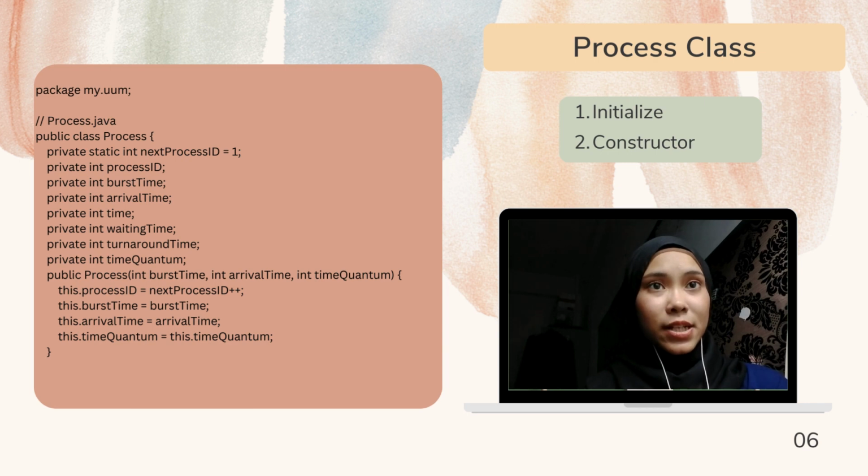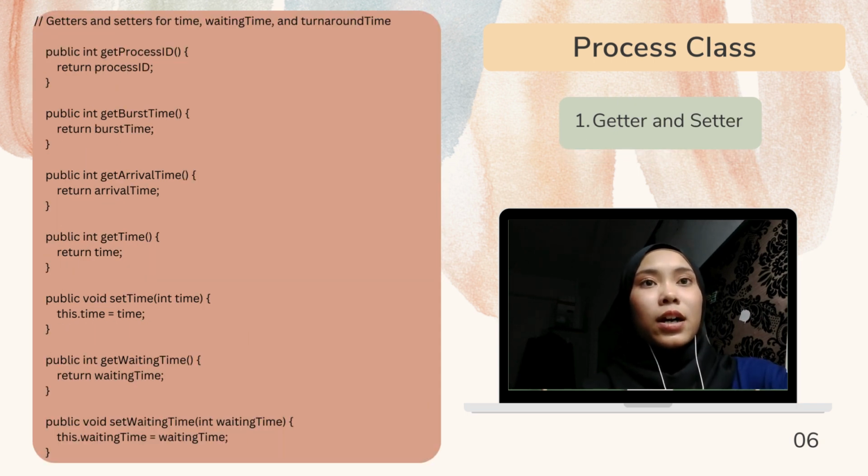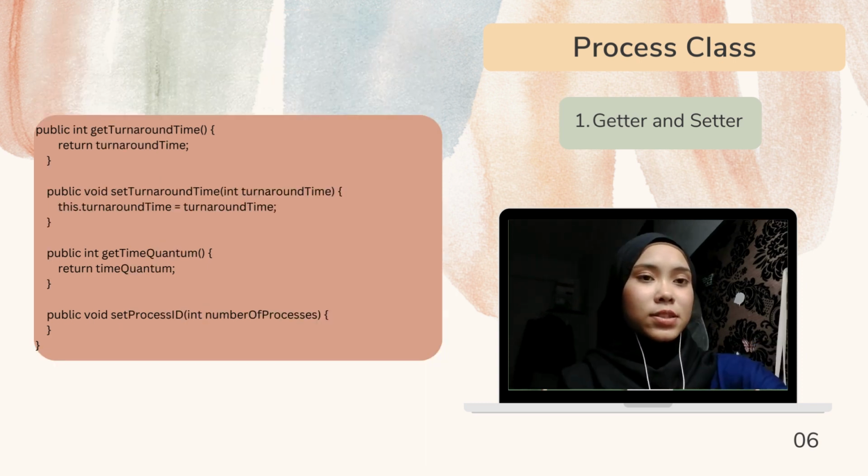We have the process class, and the process class represents a process in a scheduling algorithm. It includes information such as process ID, burst time, arrival time, time span, waiting time, turnaround time, and time quantum for execution in a certain scheduling algorithm. And firstly, we initialize it, and this is the constructor. And this is the setter and getter, where a getter method returns its value while a setter method sets or updates its value. And this is the continuation from the setter and getter before.